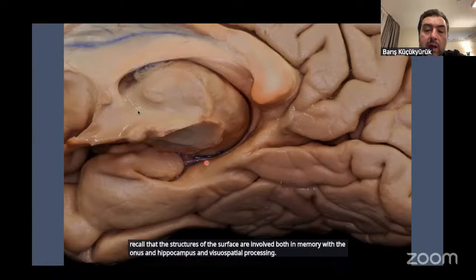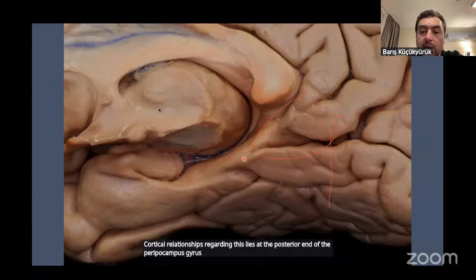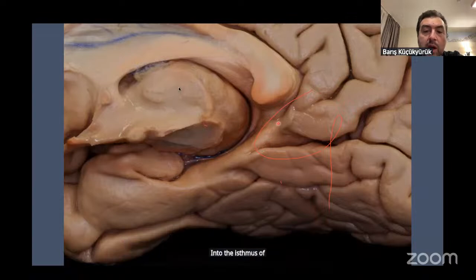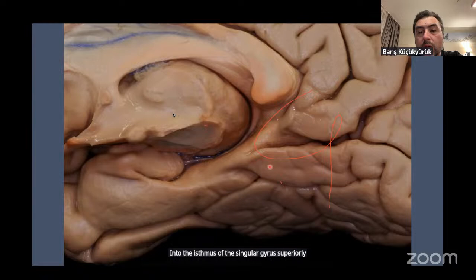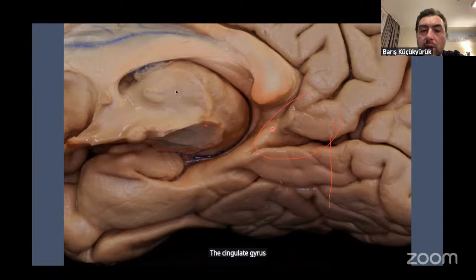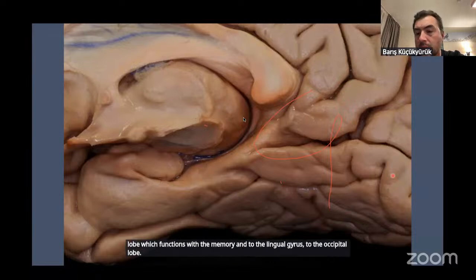Cortical relationships regarding this lie at the posterior end of the parahippocampal gyrus, which separates at the end of the calcarine sulcus, which is here, into the isthmus of the cingulate gyrus superiorly and the lingual gyrus inferiorly. Let me phrase it again. The parahippocampal gyrus here separates into two: to the cingulate gyrus with the isthmus of the cingulate gyrus into the limbic lobe, which functions with memory, and to the lingual gyrus to the occipital lobe with visual processing.